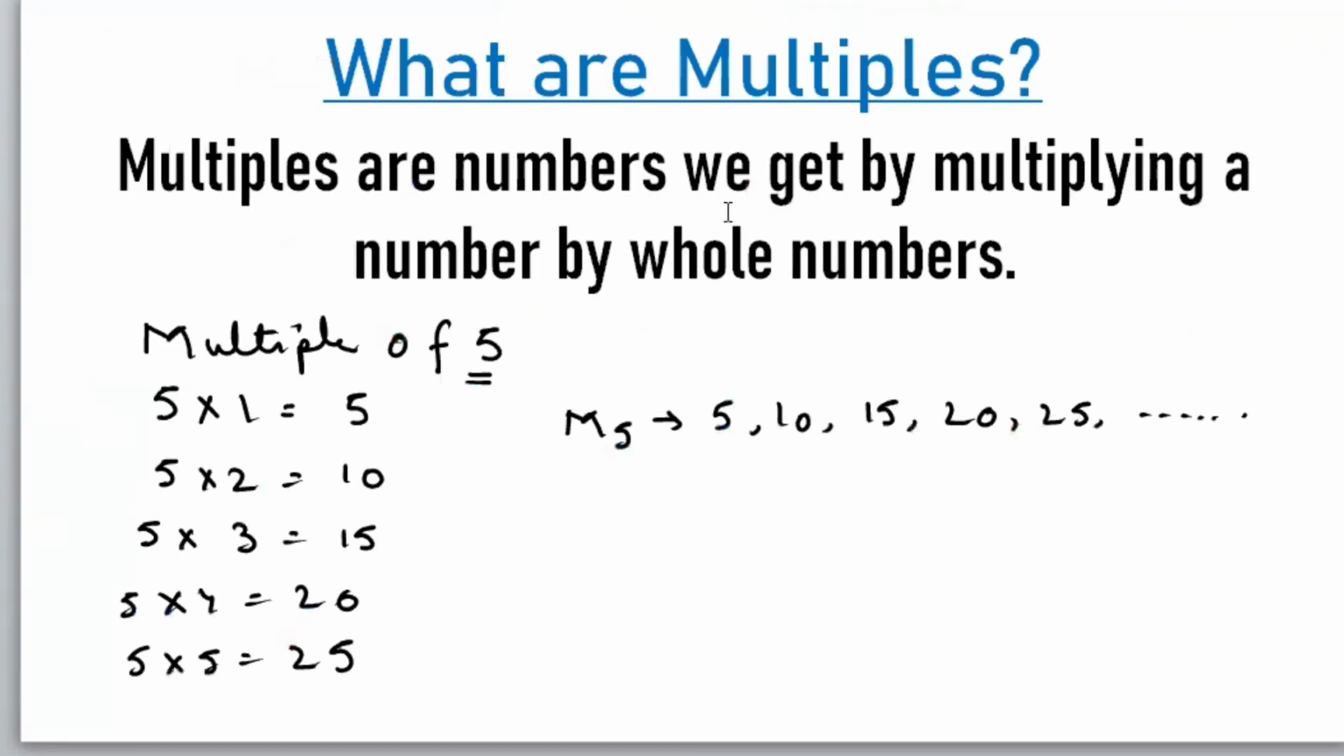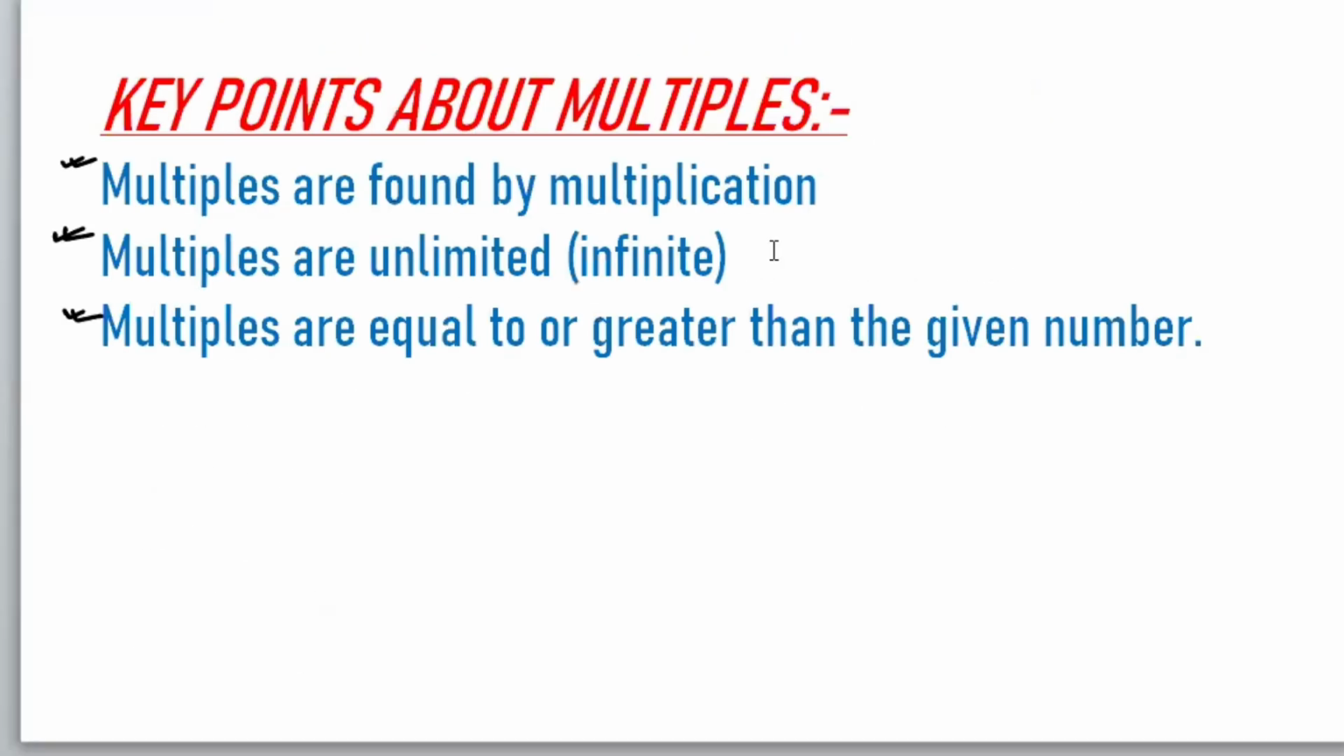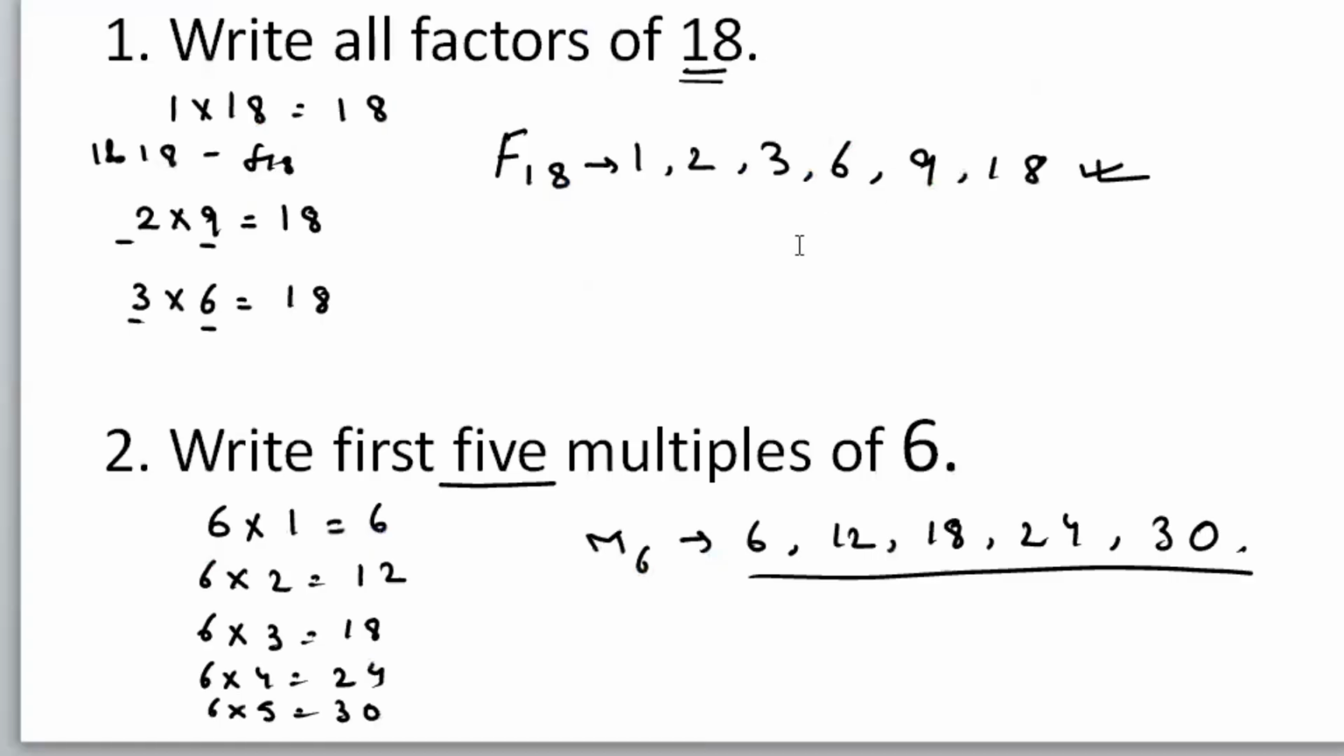Then we learned about multiples. What are multiples? Multiples are numbers we get by multiplying a number by a whole number. If it says find the multiples of a number, we have to write the times table. The key points of multiples: multiples are found by multiplication, multiples are infinite, unlimited, and multiples are equal to or greater than the given number. Then we solved all the questions to see how we can find the factors and the multiples. I hope you understand what factors and multiples are.